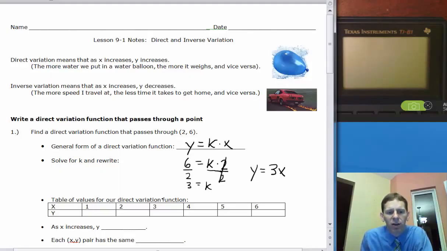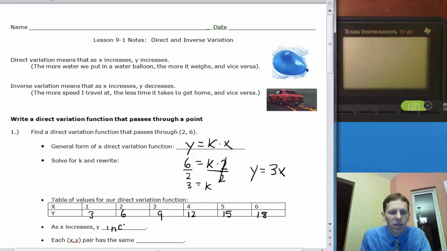We're going to make a table of values for our direct variation function so you can see that as x gets bigger, so does y. So if we multiply each of these x values by 3, 3 times 1 is 3, 3 times 2 is 6, 3 times 3 is 9, 3 times 4 is 12, 3 times 5 is 15, 3 times 6 is 18. And you can definitely see this relationship: as x increases, y increases as well.